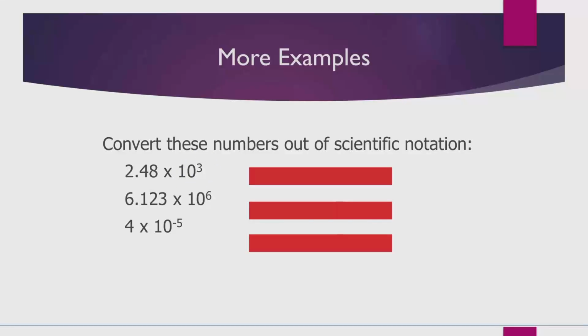The times 10 to the 3 part is the part that we're really going to be paying attention to for converting out of scientific notation. The 3 in 10 to the 3 means that we move the decimal how many places? 3 places. Is 3 positive or negative? It's positive, so we're expecting a big number. So we want to move it in a way that gives us a big number.